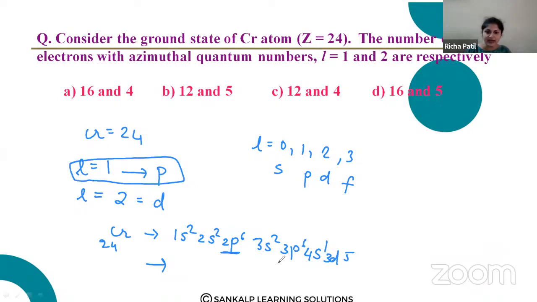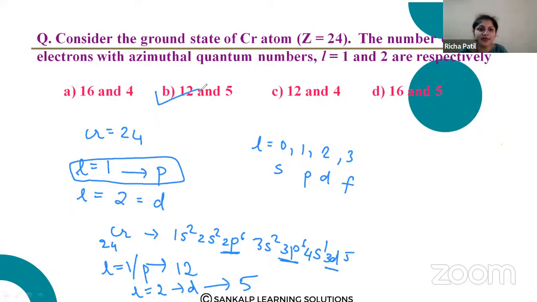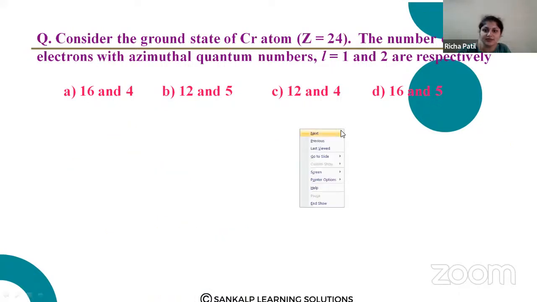So how many P orbitals are there? Here the P electrons are 6 plus 6, right? So for L equal to 1, that is for P, the number of electrons is 12. And when L equal to 2, that is for the 3d orbitals, how many electrons are present? D orbitals, yes, 5. So the correct answer is 12 and 5. So like this, when the azimuthal quantum number is given, you have to calculate the number of electrons.